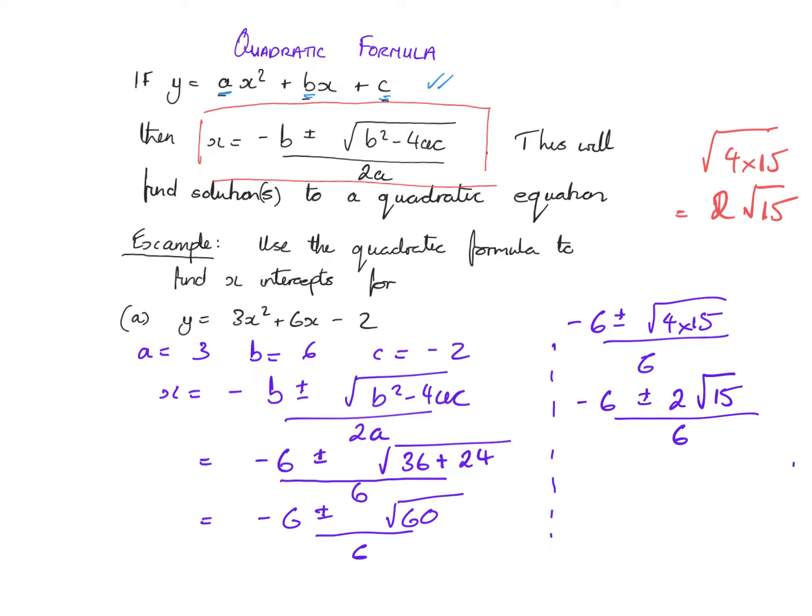Now up the top I can take out a common factor of 2. Let's put our equal signs there. So it's 2 outside of minus 3 plus or minus root 15 on 6. And now, and only now, can I cancel that down with that, and that's 3. So my final answer is minus 3 plus or minus the square root of 15 on 3. So remember, Jonathan, that's minus 3 plus root 15 on 3 and minus 3 minus root 15 on 3. And you should always try and simplify as much as you possibly can.